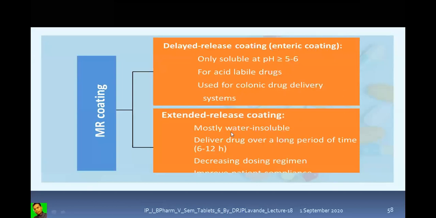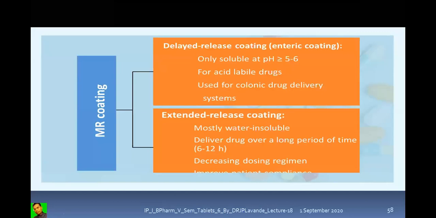Extended release coatings are mostly water insoluble, and they deliver the drug over a long period of time. So we can reduce the dosing frequency, say from four times a day to two times a day, in a BID fashion.